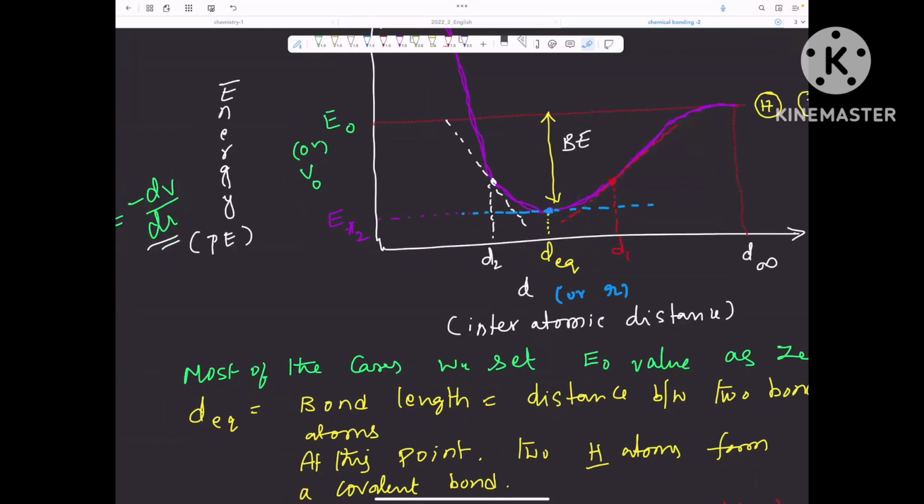At point D2, the net force is 0 because slope is 0. At any point less than D equilibrium, it is having negative slope. dV by dr is negative. Negative minus negative, it's a positive. Therefore, here there exist repulsions, and in this zone, there exist attractive forces. Therefore, when hydrogen molecule is formed, initially having E naught, to a final state where we call energy of hydrogen molecule, this difference is also called bond energy.